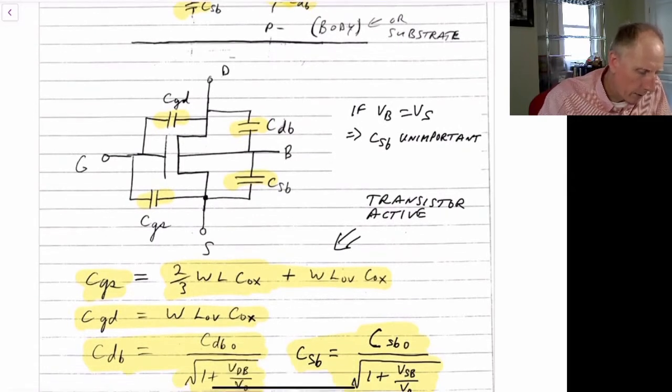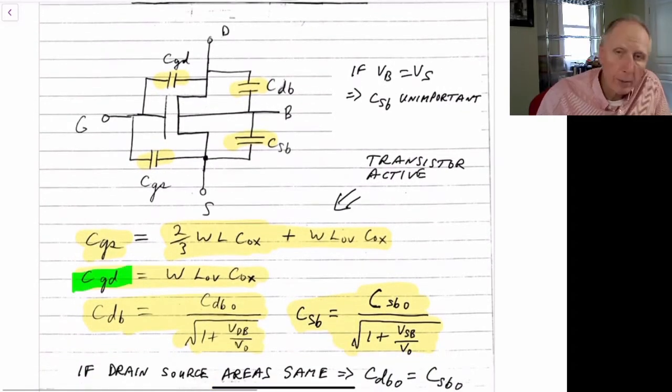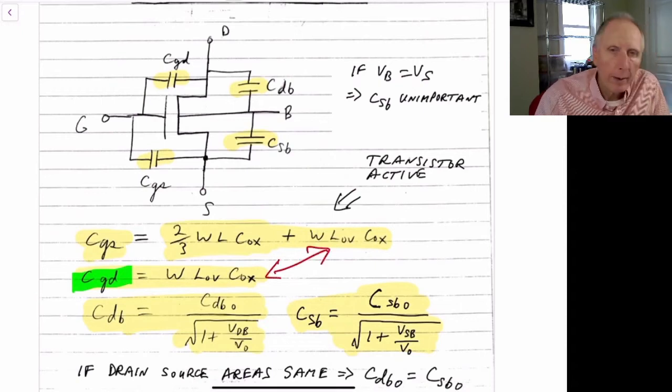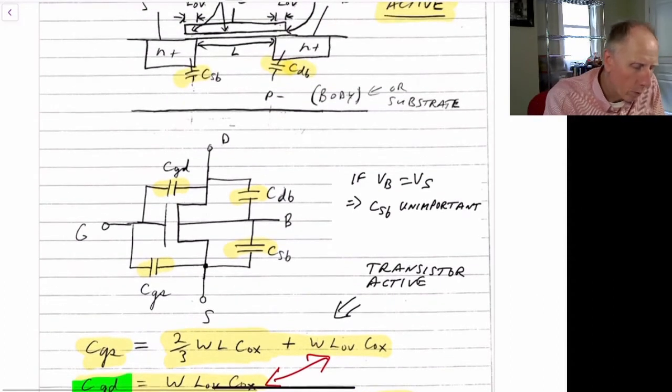The next capacitance we have is the gate to drain capacitance. That's going to be very similar to this one here. It's the overlap capacitance now at the drain side, so it's the width times the length of the overlap times Cox, which will be this region up here. So we're looking right up here.